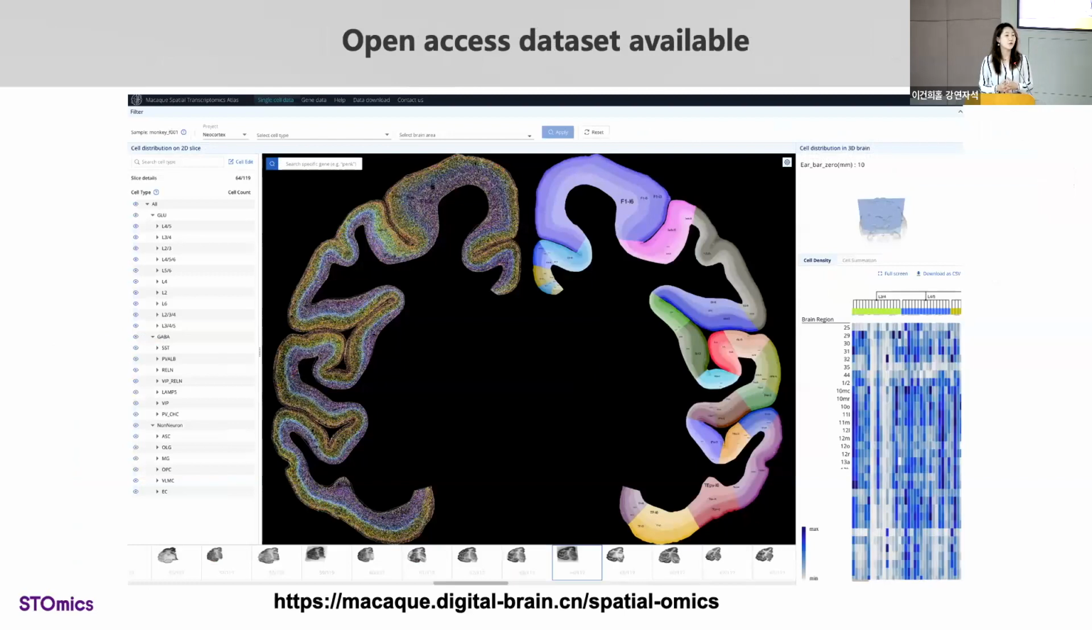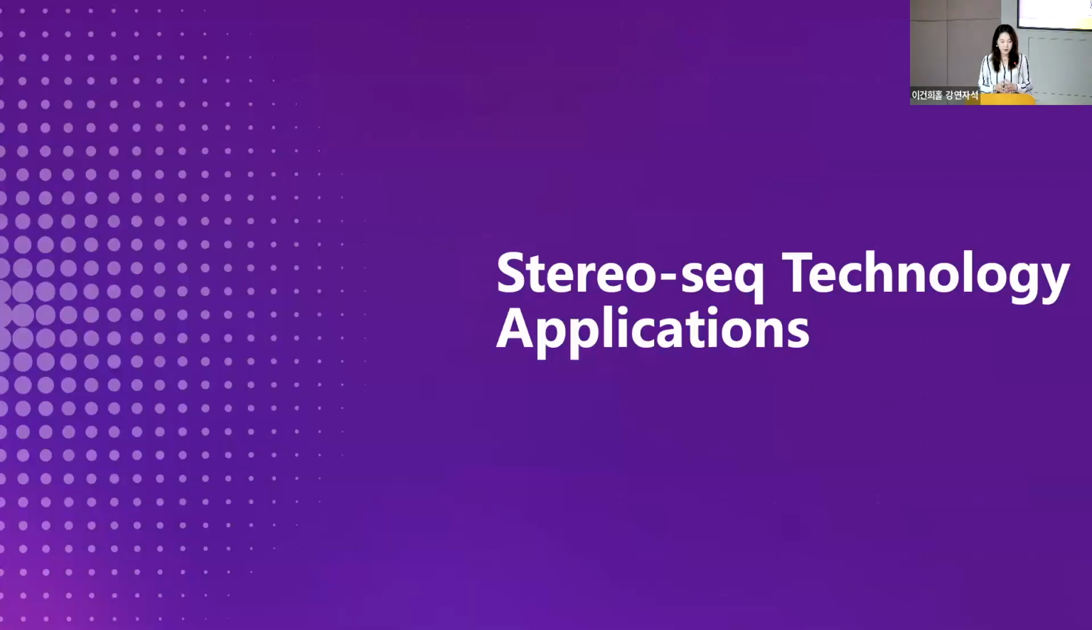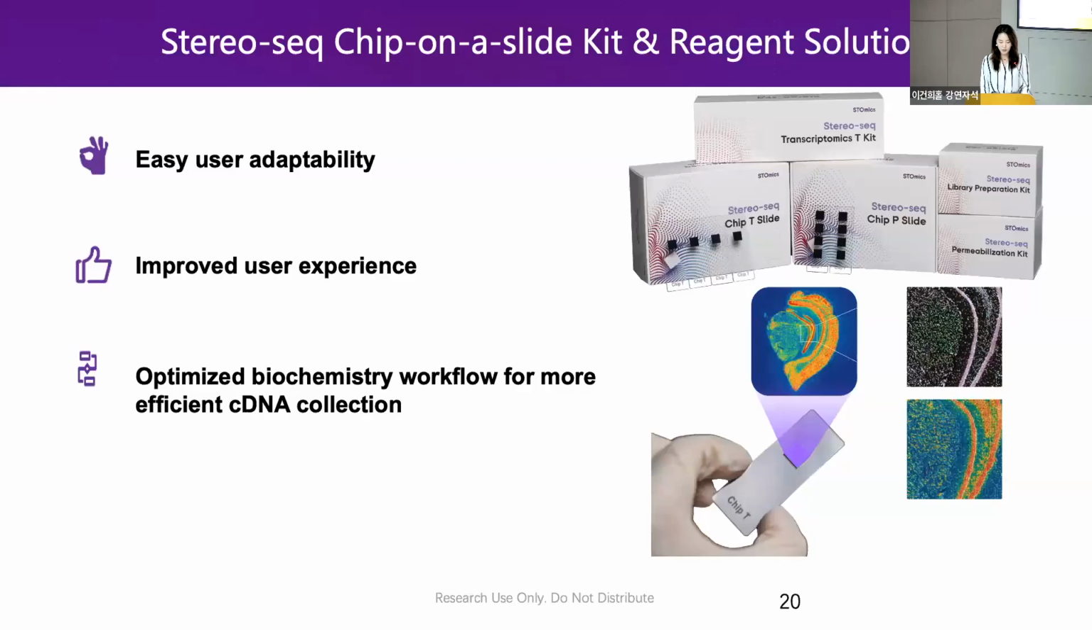If you're interested in getting to know more about the data, they actually have an open access data set available online for you to browse around to learn more. So how can Stereo-seq impact your research, and what kind of applications do we offer? Currently, we're providing Stereo-seq kit solutions all around the world. And this is our first time presenting Stereo-seq in Korea in public. So I would like to talk more about what exactly we offer in our pipeline and the workflow.